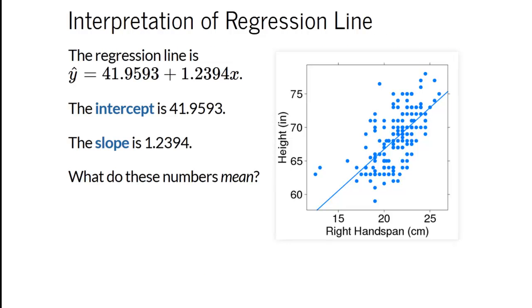The interpretation of the regression line is very important. The intercept for the regression line of the right handspan height model that we've been looking at is 41.9593, and the slope is 1.2394. What exactly do these numbers mean?